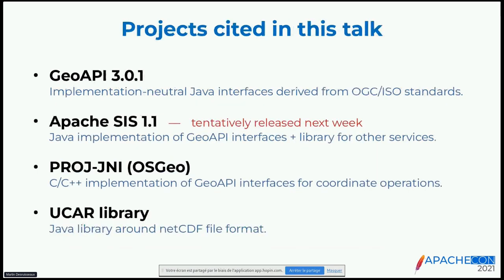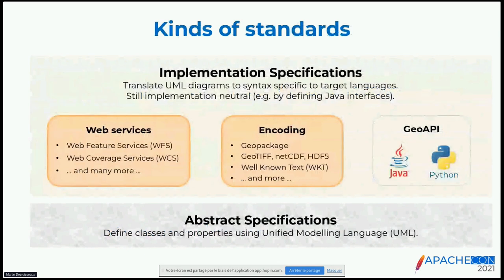I am also going to mention some projects in this talk. GeoAPI is a set of implementation-neutral interfaces. The three other projects I will talk about today, Apache SIS, PROJ, and the UCAR library, implement at least a few of the GeoAPI interfaces, sometimes directly, sometimes only with a wrapper. So all those projects will be mentioned today.